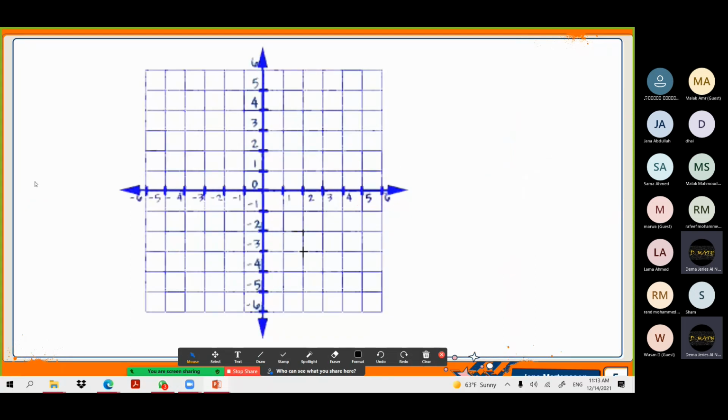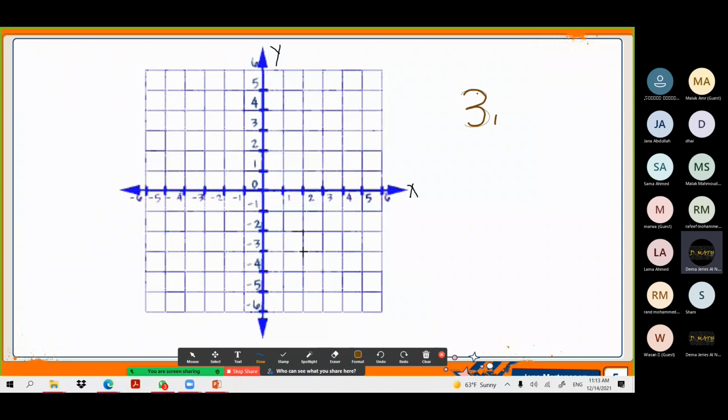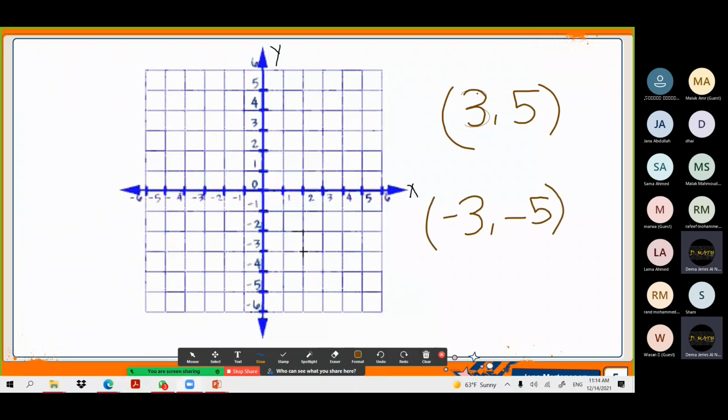So here is an example of the coordinate plane. As I told you, two lines that are intersecting. One is horizontal, the x-axis, and one is vertical, which is the y-axis. Now, how will I locate the point? How can I plot the point? As an example, if I asked you now, there's a point (3, 5). There's a point (-3, -5). Where do I have to plot these points?